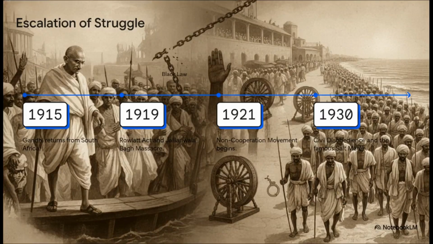And tensions escalated really rapidly. After Gandhi's return in 1915, outrage exploded in 1919 over the Rowlatt Act, this black law that allowed the British to jail Indians without a trial. That injustice led directly to the horrific Jallianwala Bagh massacre. The struggle just intensified from there. By 1921, the non-cooperation movement began, which eventually evolved by 1930 into full-blown civil disobedience with the iconic Salt March.